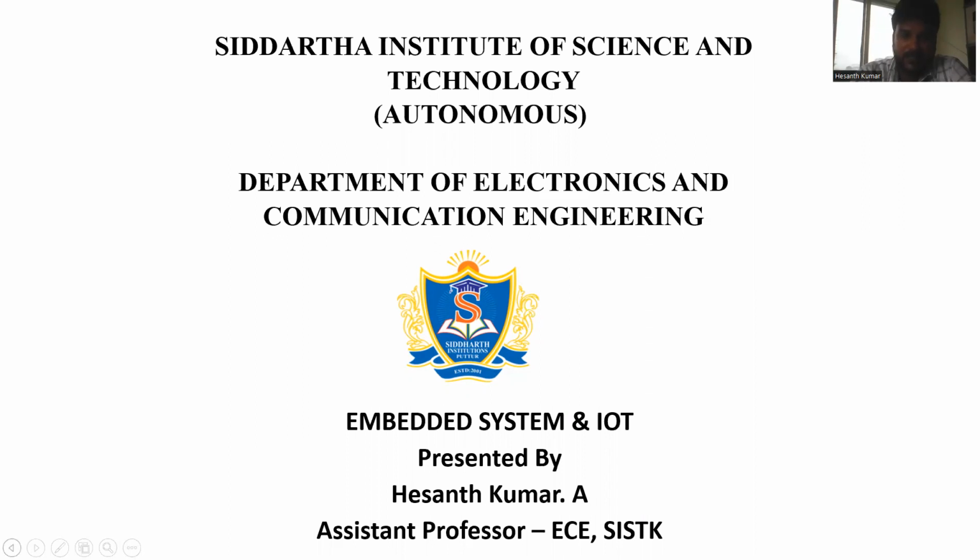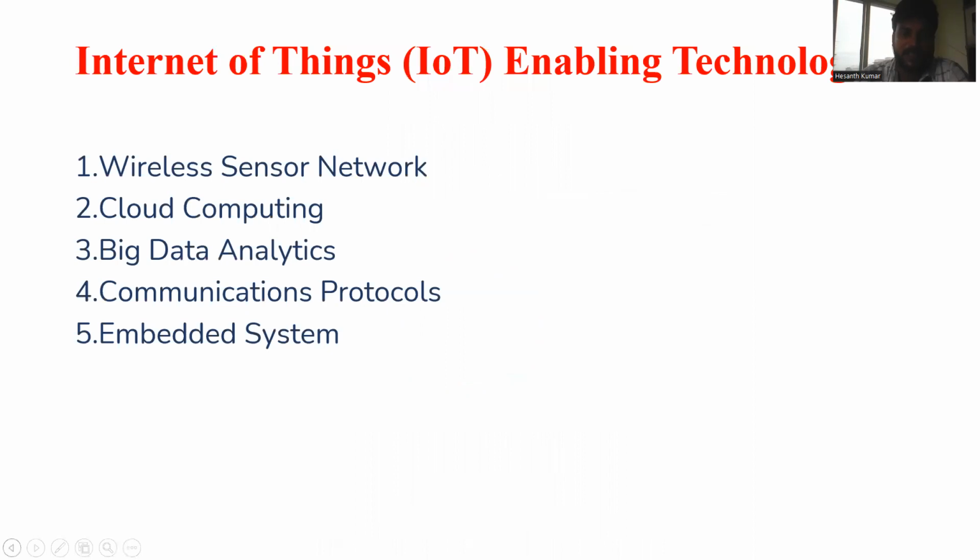Today, I am going to deal with the embedded system and IoT. The most interesting topic in this embedded system IoT is internet enabling technologies. So, what are enabling technologies and what are all the protocols we must follow for the enabling technologies? Okay, so the first ones are wireless sensor network, cloud computing, big data analytics, communication protocols, and the embedded system.